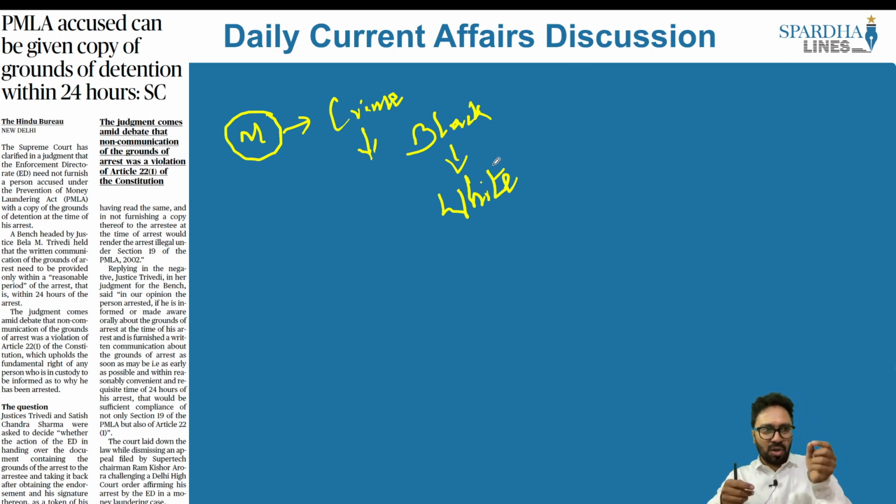So if any person is involved in money laundering, earlier, if at all they were arrested, they were not given any papers or any oral submissions as to why they were arrested. The reasons for their detention were not given.